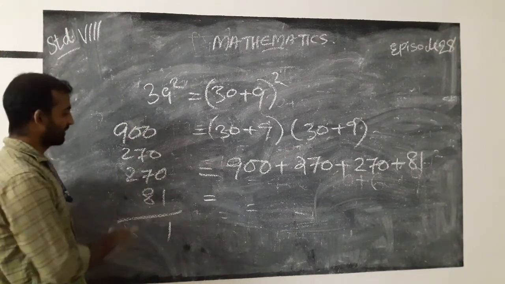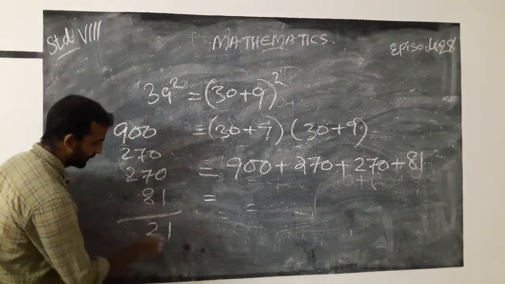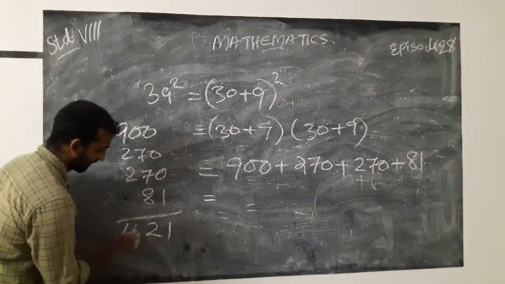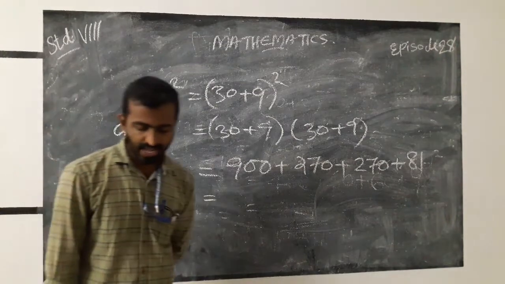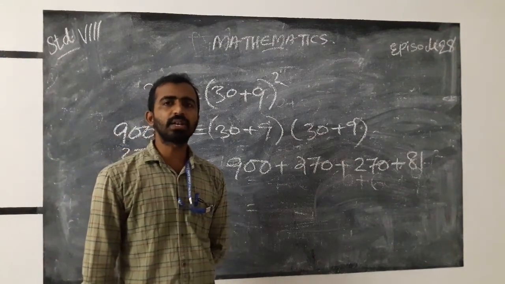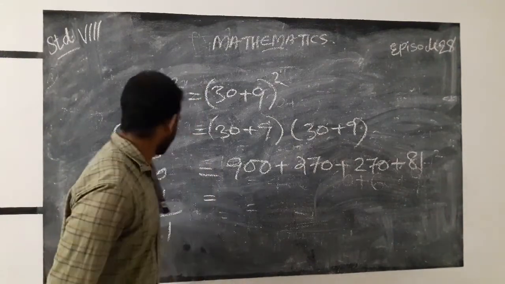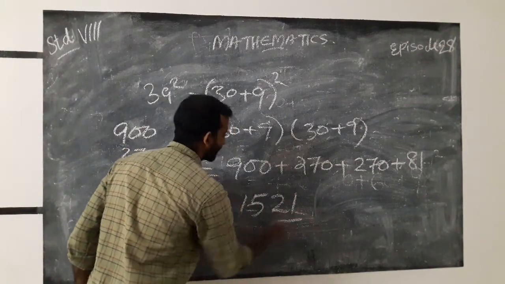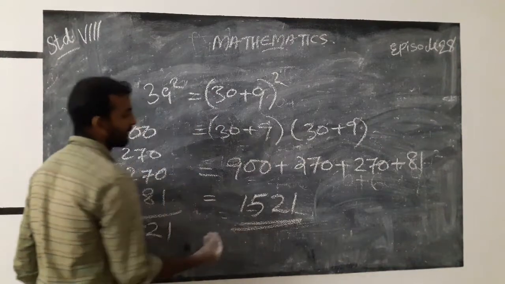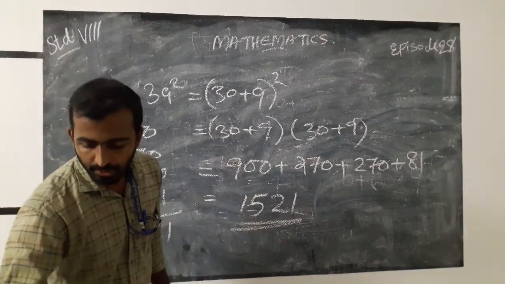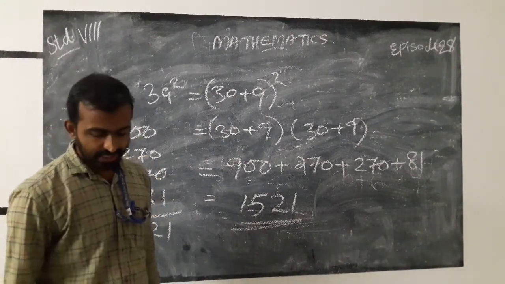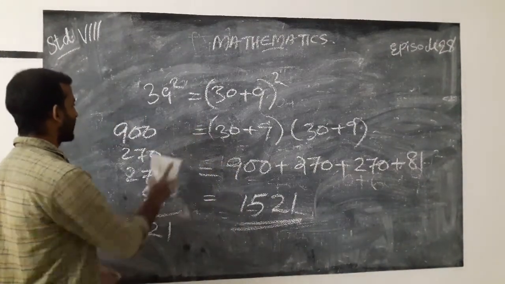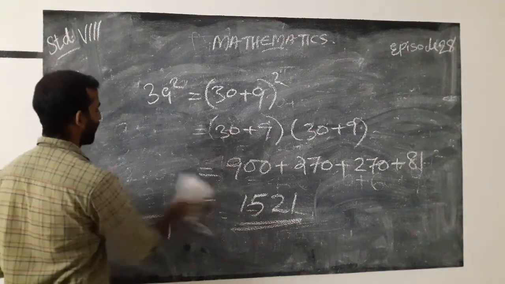7 plus 7 14, 14 plus 8 22, 2 is carried, 2 plus 2 4, 6. We get 1521. And next is 42. For another example 42, following like this we can write it as 40 plus 2.